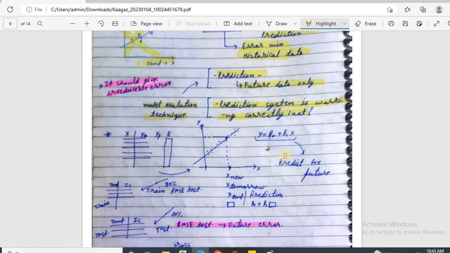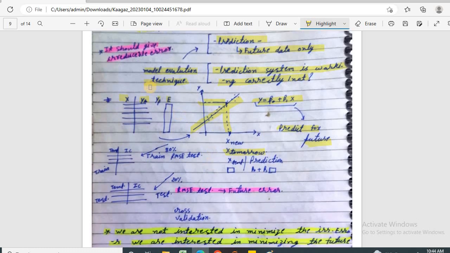On historical data we have prepared this equation, that is y equal to beta naught plus beta 1 x. This is for prediction for the future. Now we have drawn this line, so for a new value of x, for x tomorrow, we should be able to get the value of y. So this will be x, this will be y actual, y predicted, and then error.